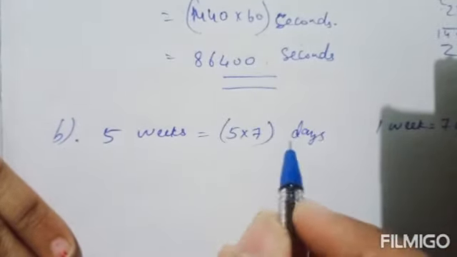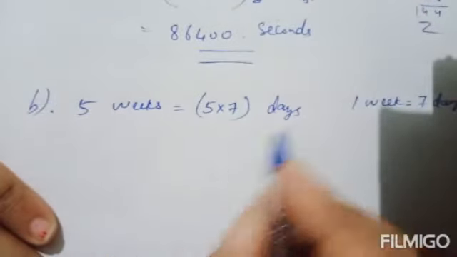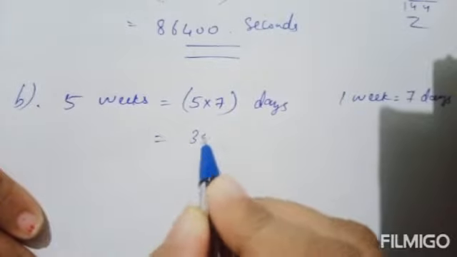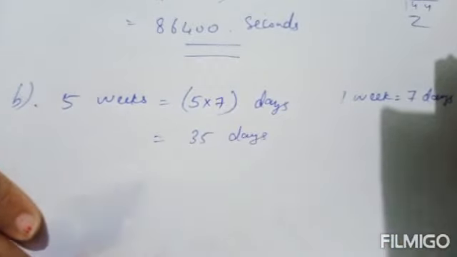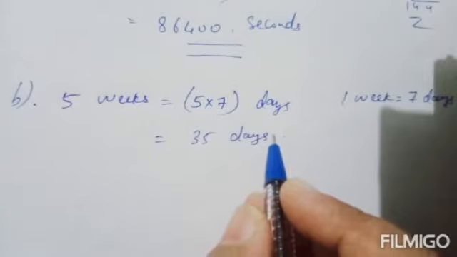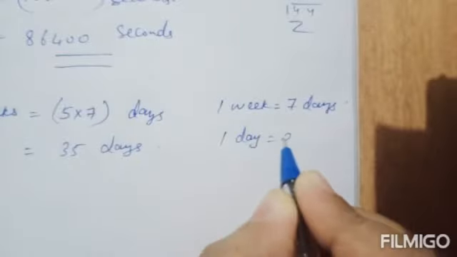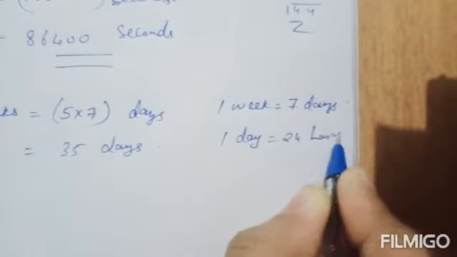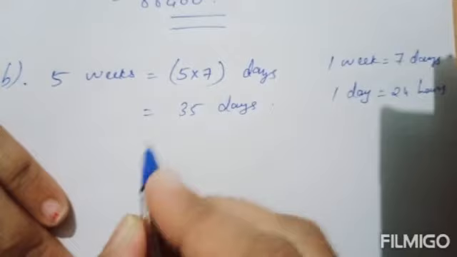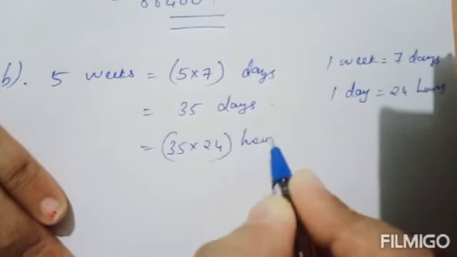Okay, weeks we are converting to days first. So 5 weeks equal to 5 into 7 days, that is 35 days. Okay, now these days let us convert to hours. We know the relation 1 day equal to 24 hours. So 35 days will be 35 into 24 hours.